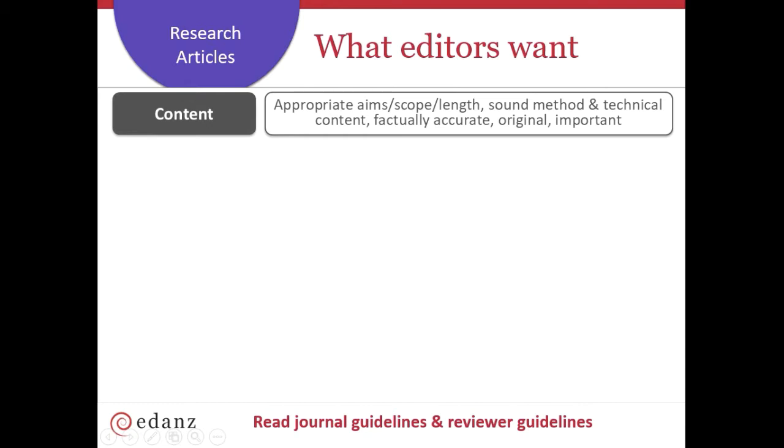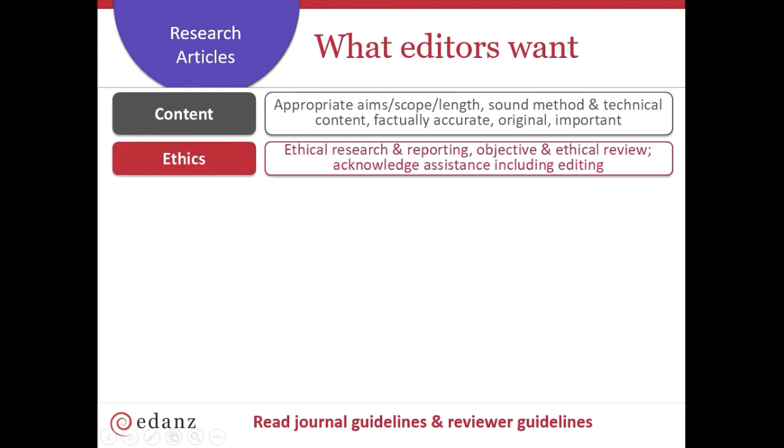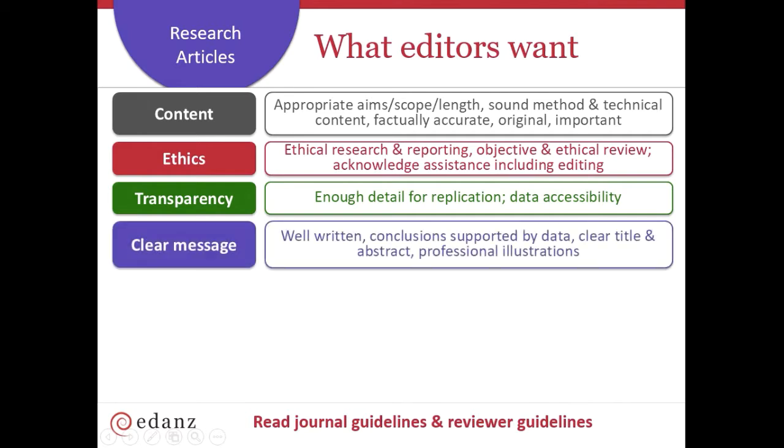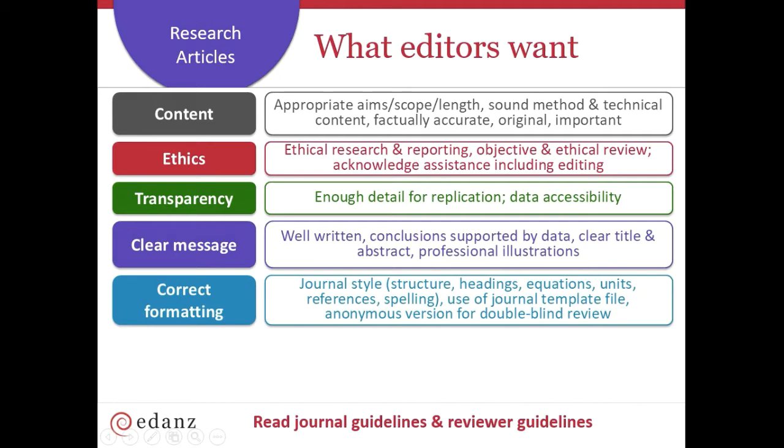They also want work that was ethically done and ethically reported, and objectively peer-reviewed. All assistance must be declared in the acknowledgements. There needs to be enough detail for others to repeat the work and to verify the data. There should be a clear message that is well written and supported by evidence with a useful title, abstract, and illustrations. And the format should match journal requirements, including removing author names from the text if the journal uses double-blind peer review.